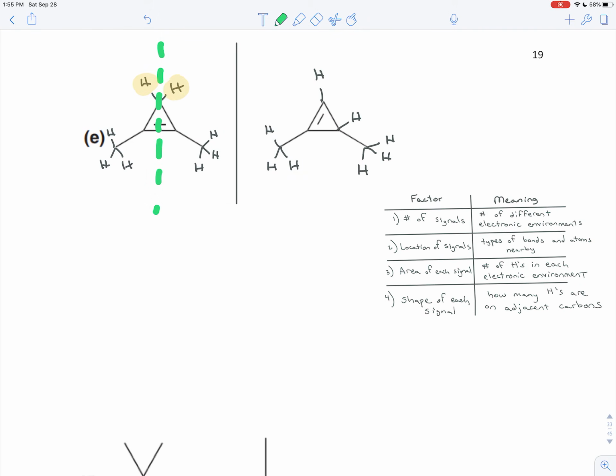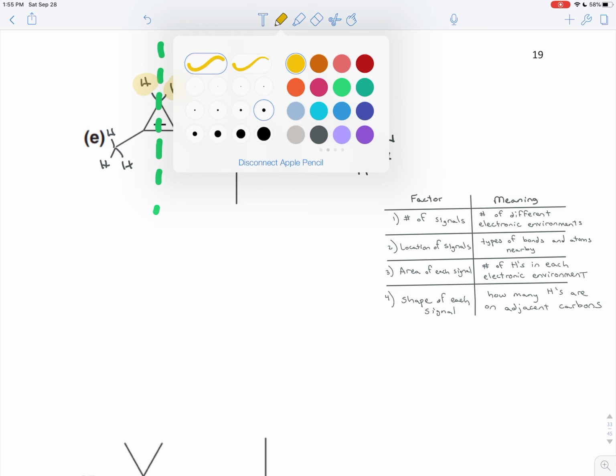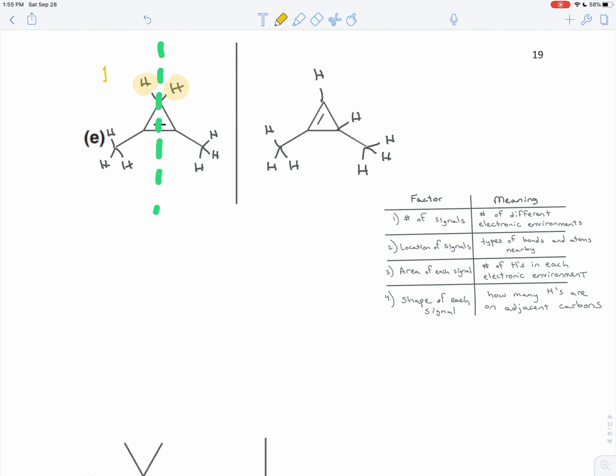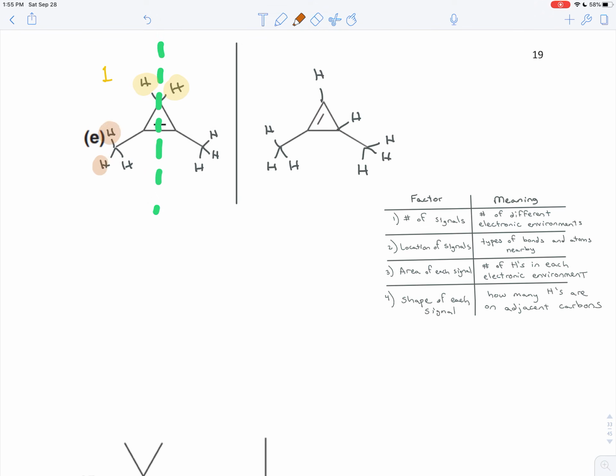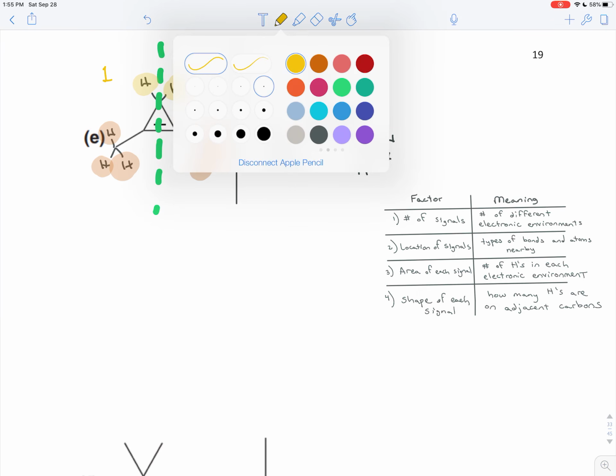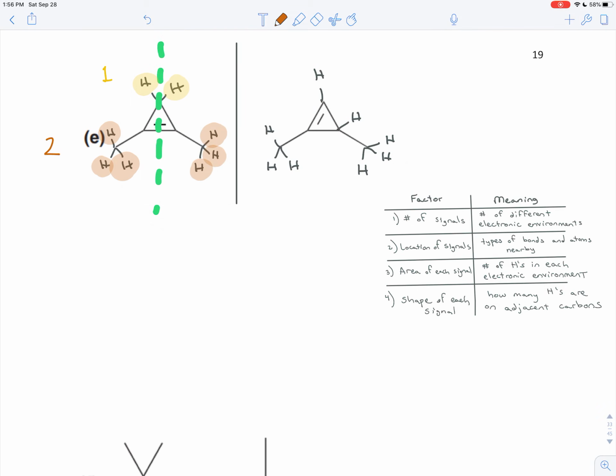So on the left, these hydrogens at the top are in the same electronic environment, so that will be one signal. And the other hydrogens are all in the same electronic environment, one atom away from a carbon and double bond. The hydrogens on the other side of the plane of symmetry are in that same electronic environment, so you'd only have a total of 2 signals in the NMR spectrum for that molecule.